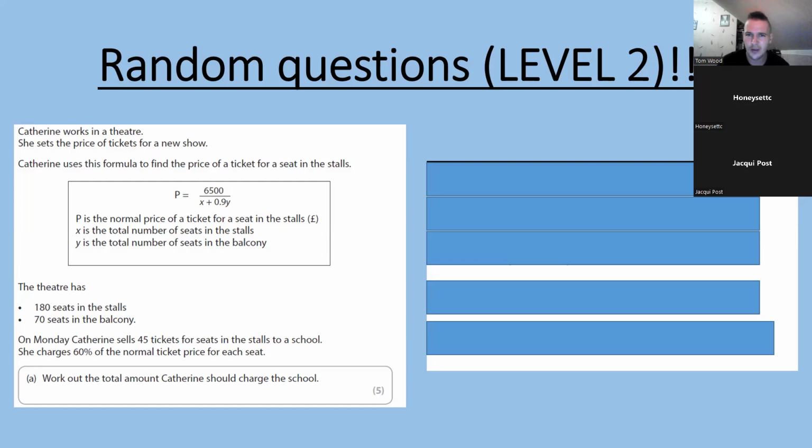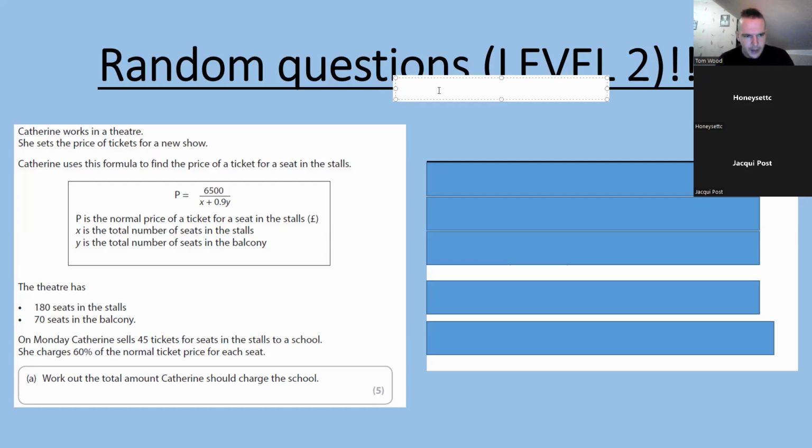If I read through the question, there's a lot of information in there. And again, this is an example of where they try to make things as vocational as possible, but sometimes it doesn't actually make all that much sense. But with this then, so she sets the price of the tickets for a new show. She uses this formula to work out the price for a ticket for the seats in the stalls. So the theatre has this many seats in the stalls and this many balcony seats. I need to know both of those values to work out what P is. And in this case, P is the normal price of a ticket in the seats.